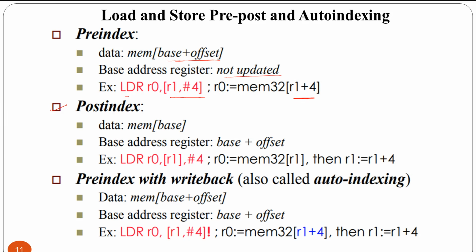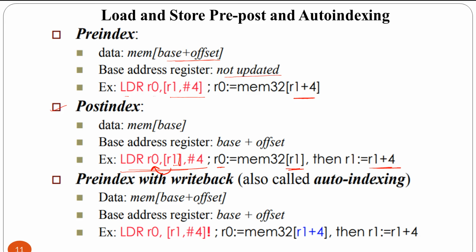Now post-indexing. In post-indexing, after loading data inside this register, the value of the base register is changed. So we can directly check this example. LDR R0, comma, in square brackets R1, comma, hash 4. Okay, so in this case first the R0 register is loaded with the data pointed to by the R1 register, and then the R1 register will be changed with the offset value, that is R1 plus 4. So first the data corresponding to R1 is loaded into the R0 register, and then R1 is going to change to R1 plus 4, that is the offset value. That's why this hash 4 is written outside the square bracket. Okay, so that is post-indexing.